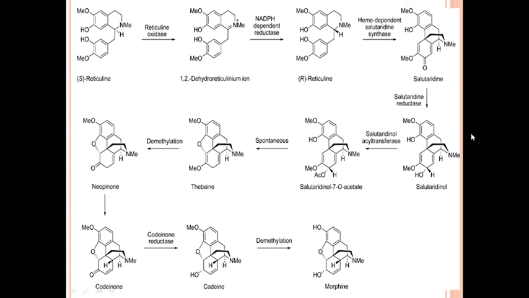From reticulin to salutaridinol 7-O-acetate, thebaine, codeine, and then morphine is produced. In this way, three alkaloids, thebaine, codeine, and morphine, get synthesized by this biosynthetic pathway.